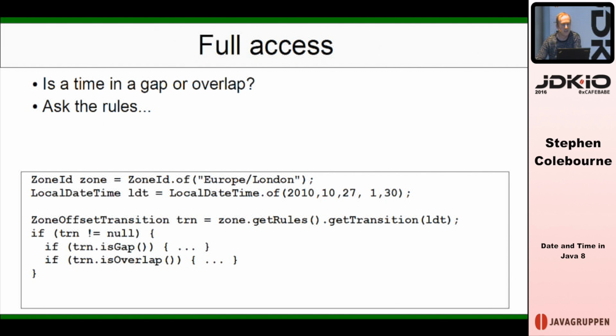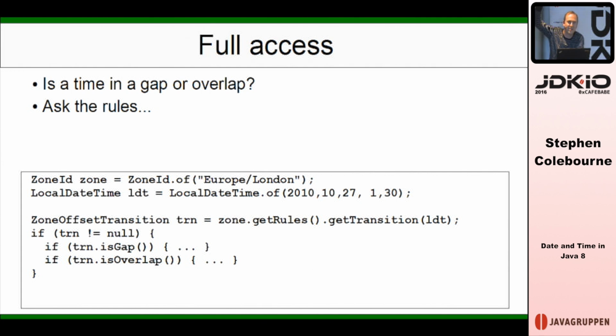So we have full access to the data. If you want to know if a time is in a gap or an overlap, you can ask it. So we get the zone ID, we have our local date time, and we can say, from the zone, get me the rules, and get me the transition for this local date time. And you'll get back a zone offset transition if it is a gap or an overlap, or null if it's not.